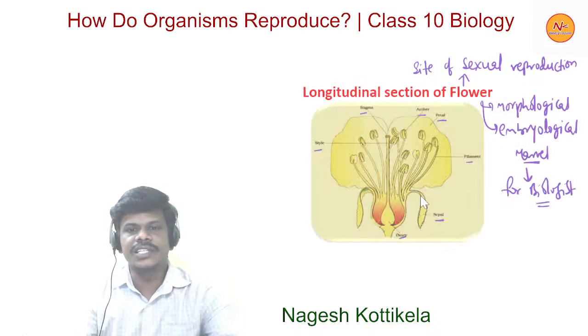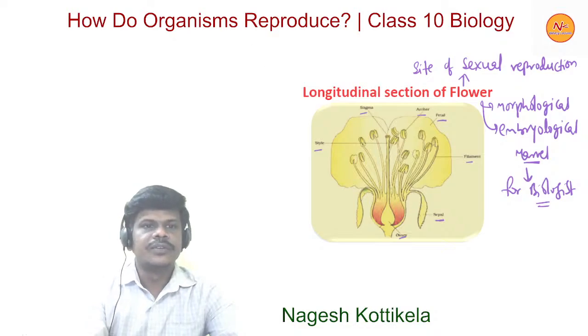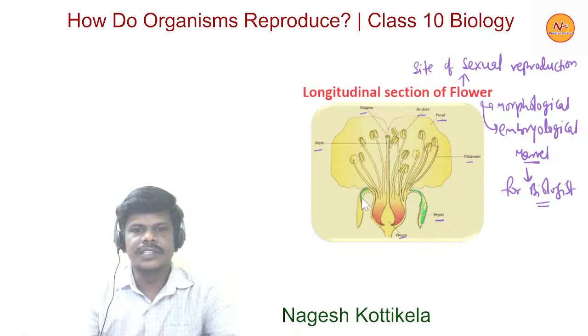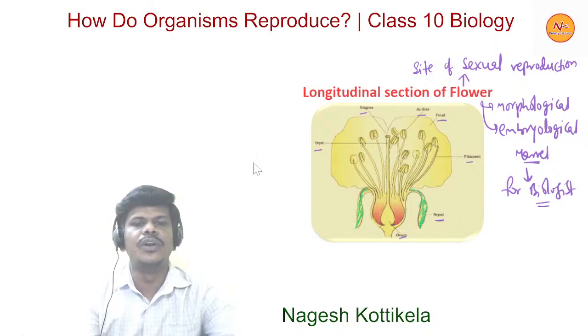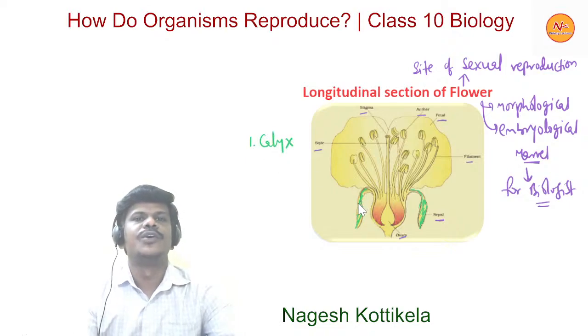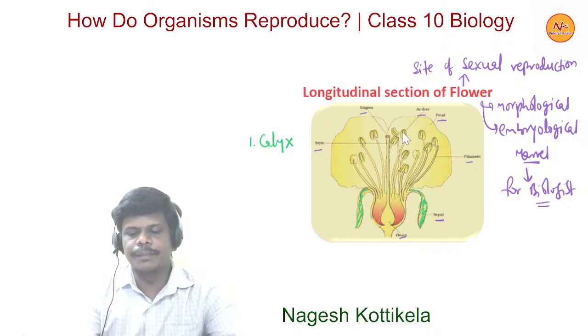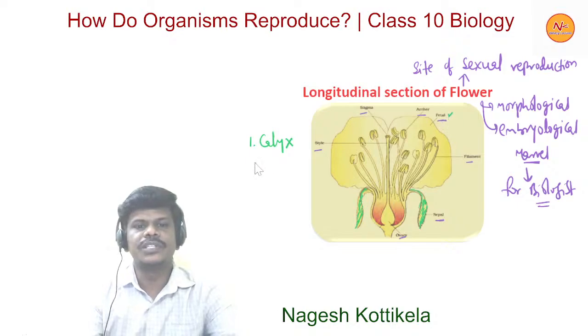Okay, so this is sepal. This is of a green color mostly. Here the group of sepals actually forms a whorl called calyx. Calyx is a whorl, and here we find a petal. This brightly colored large petal we find here. So the second whorl is called corolla.